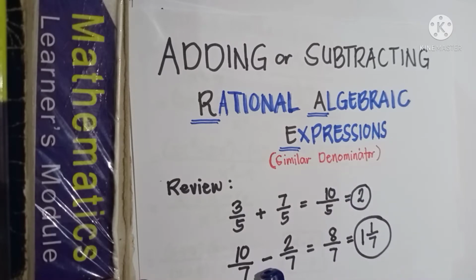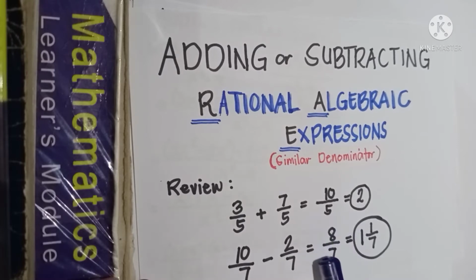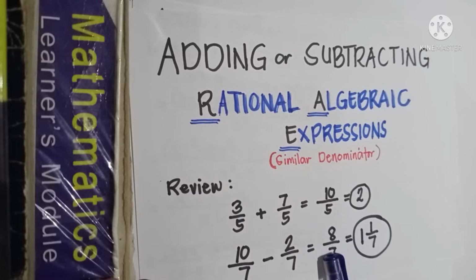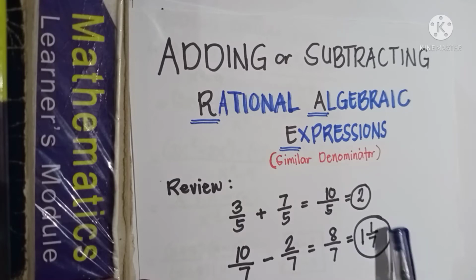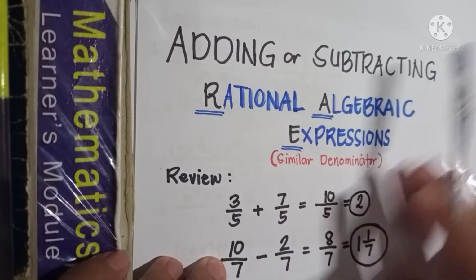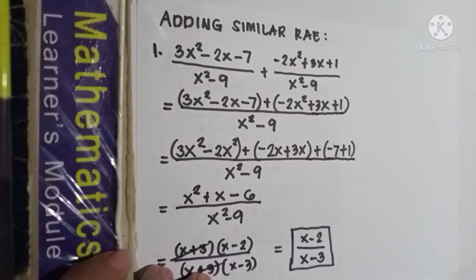Now for subtraction, 10/7 minus 2/7, the same denominator, copy, but we need to subtract the numerators. So 10 minus 2, that is equal to 8. Since this is what we call an improper fraction, we need to change this one into a mixed number, and that becomes 1 1/7. Let's have an example of adding or subtracting RAE.